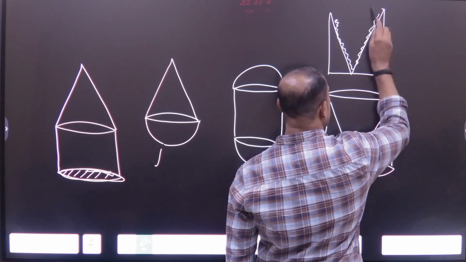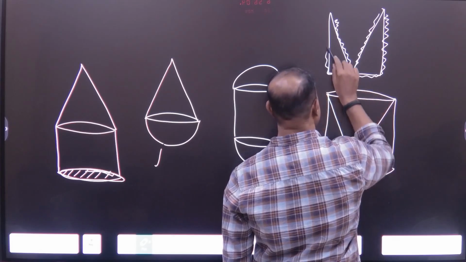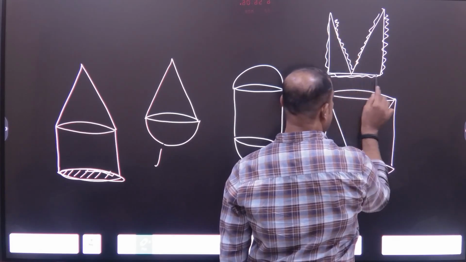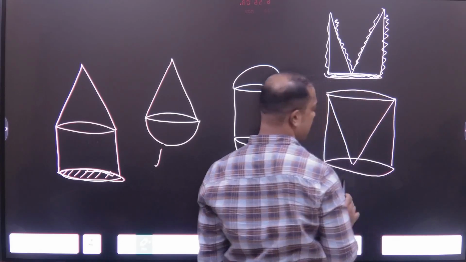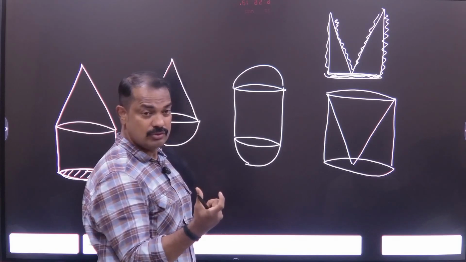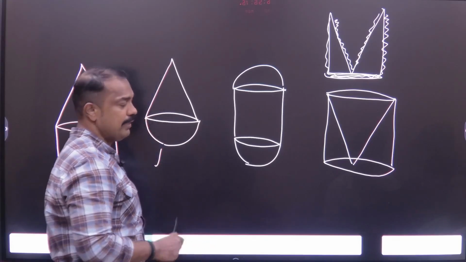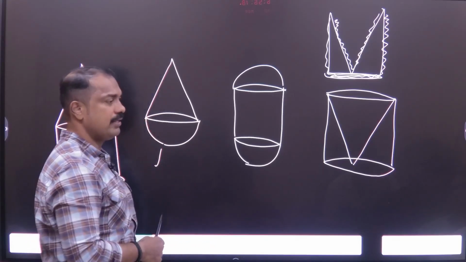ये CSA of the cone हो गई, ये कौन सा रीजन हो गई? CSA of the cylinder प्लस इसका एरिया कौन सा है? पाई आर स्क्वायर. अगर सॉलिड है तो wood is a solid. So we have to find a base area of the cylinder. Pi r square.